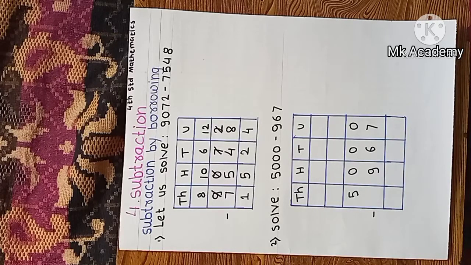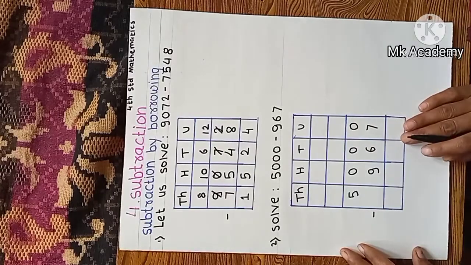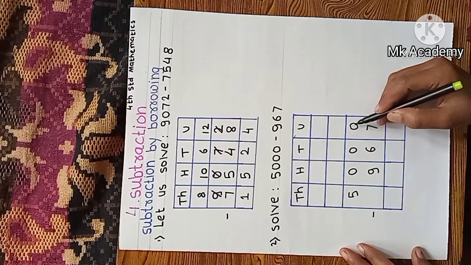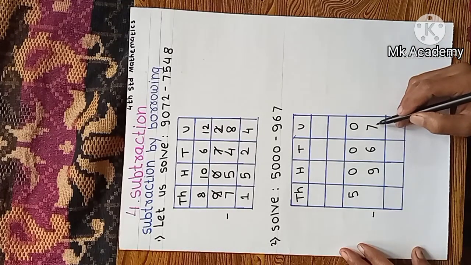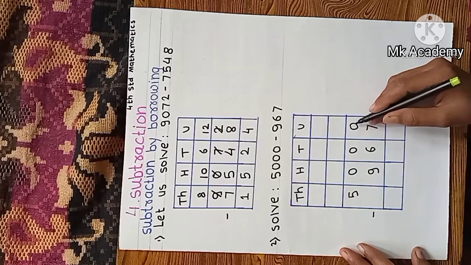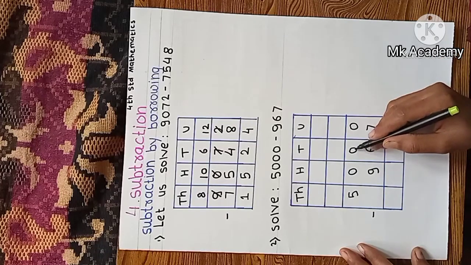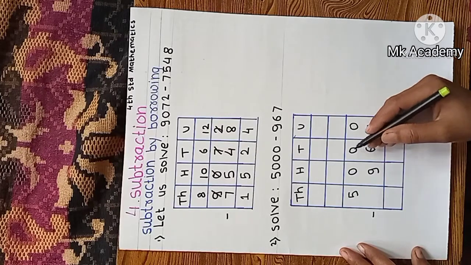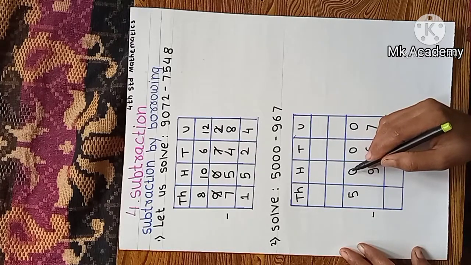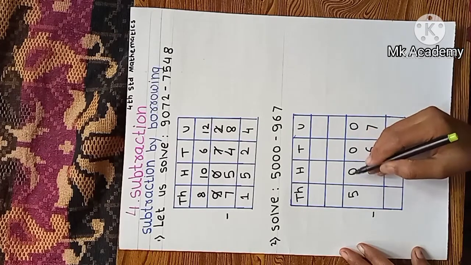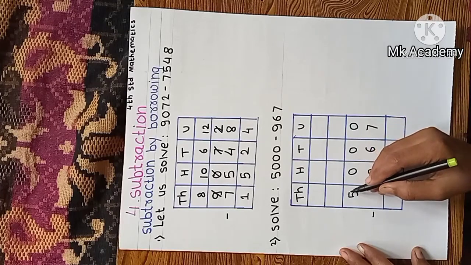Solve 5000 minus 967. Now here we do vertical arrangement and start subtraction from unit place. Here 0 units minus 7 units, is this possible? No. We cannot subtract 7 units from 0 units. Therefore we borrow from tens. Here 0 tens, therefore we cannot borrow from this tens. Then we borrow from hundreds. Here 0 hundreds, here also we cannot borrow. Then for this 0 hundreds we borrow from 1000.